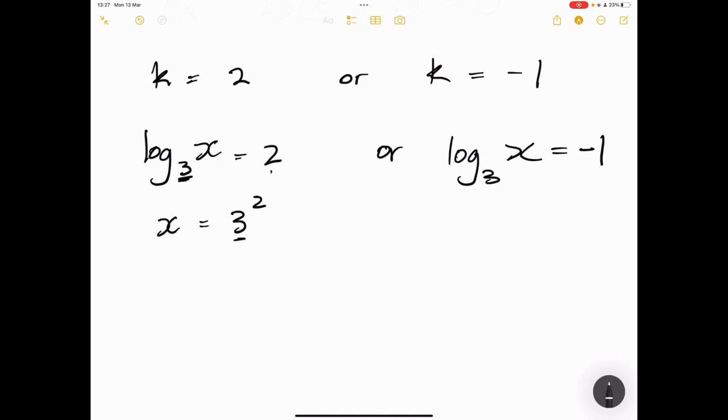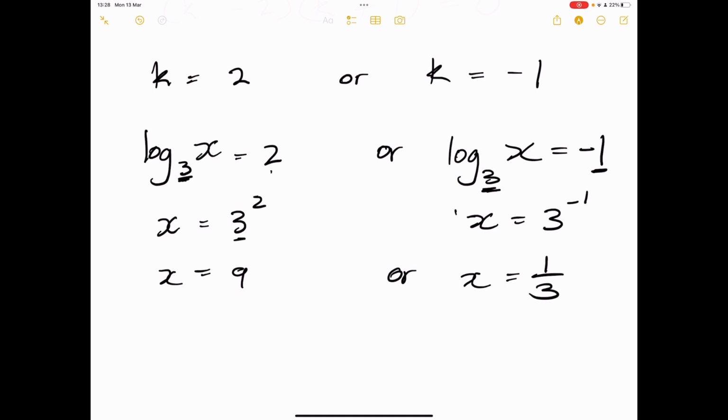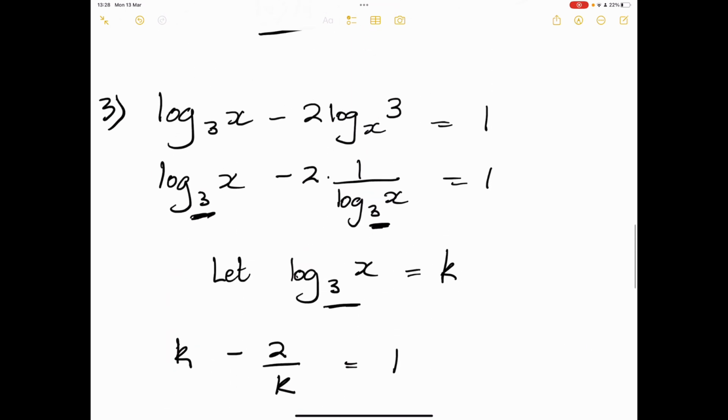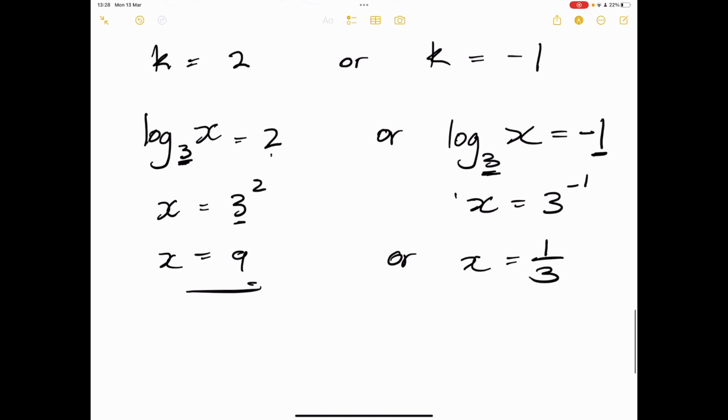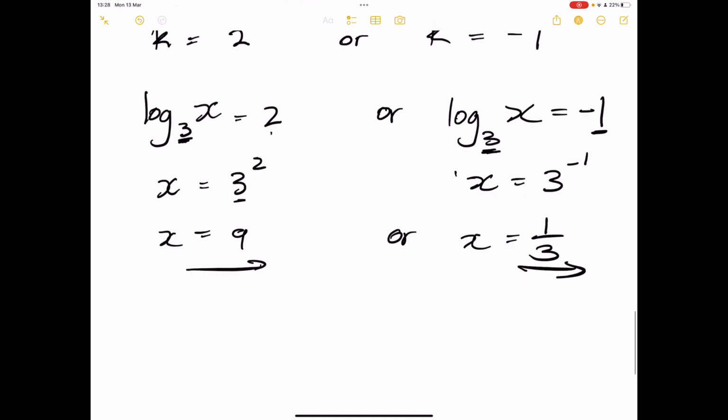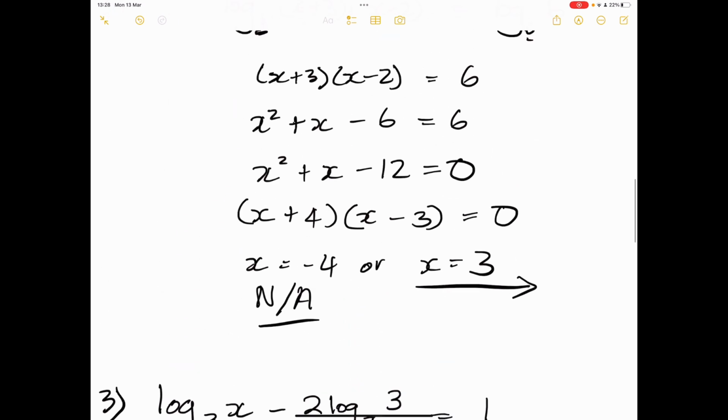In this case, on the other side, I have x is equal to, remember the base becomes the base here, and of course the answer becomes the index, right? So it means that x is equal to 3 squared, which is 9, or x is equal to 1 over 3. Both solutions are positive, which means that we can apply them in our solution. So they're both applicable. All right, so let's go on to the next one very swiftly.